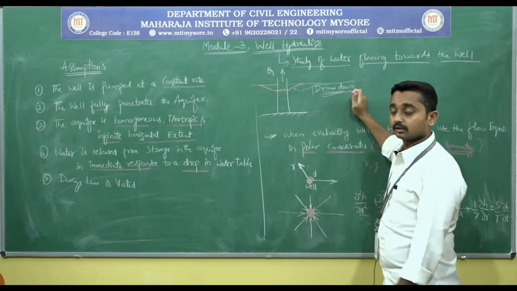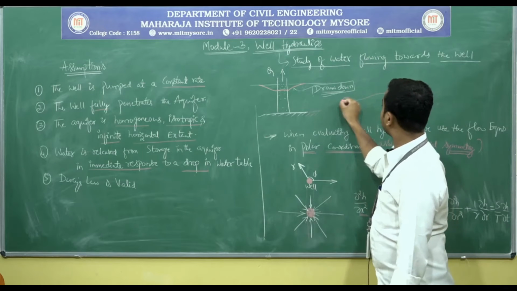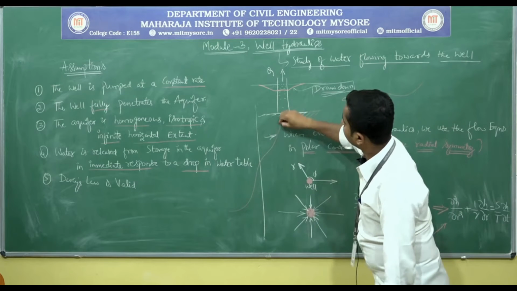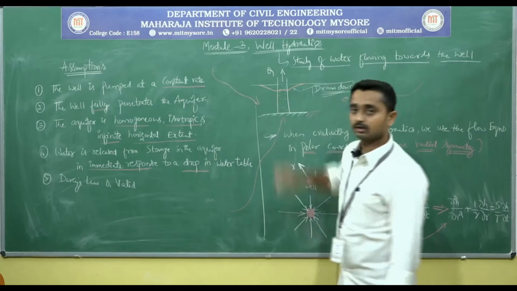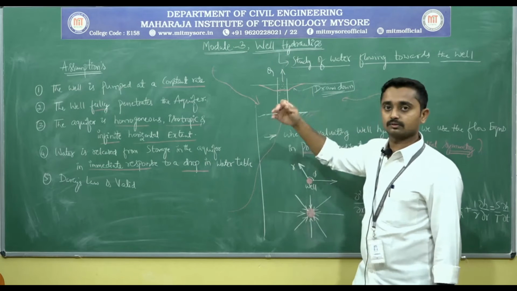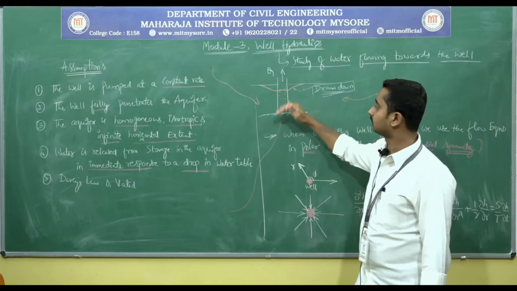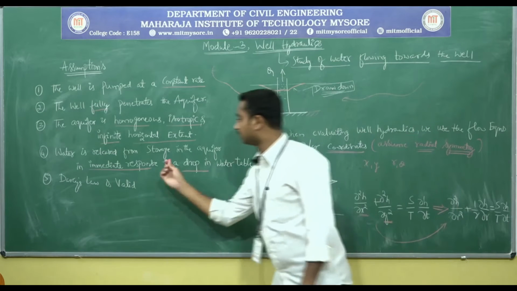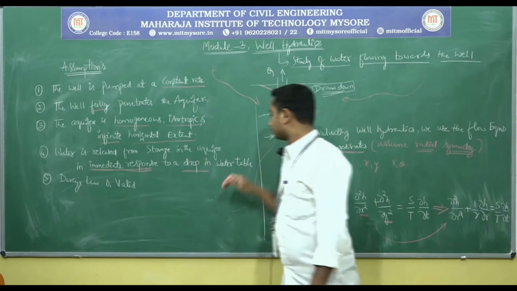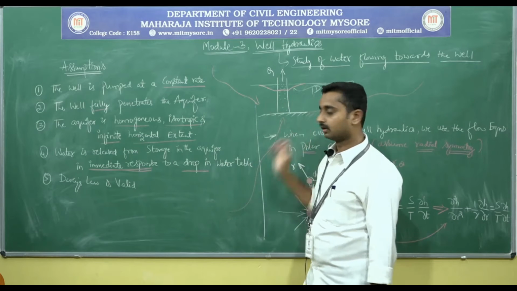If there is a good rain or if there is flow from another aquifer, then the aquifer gets recharged and the water level rises. This is the immediate response to a drop in the water table.